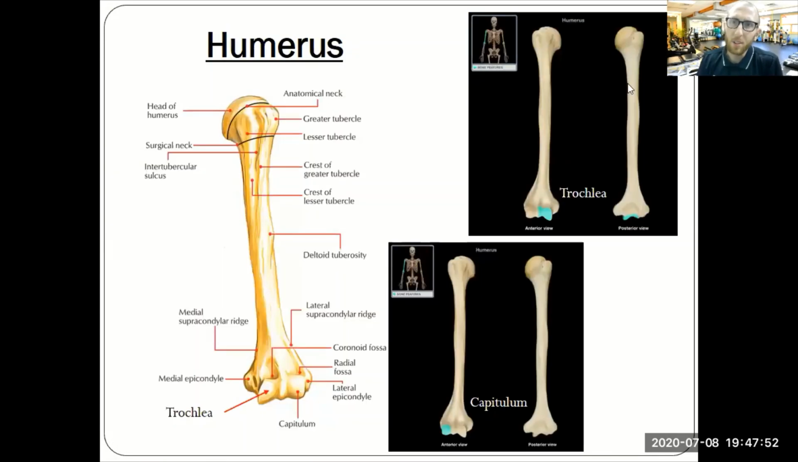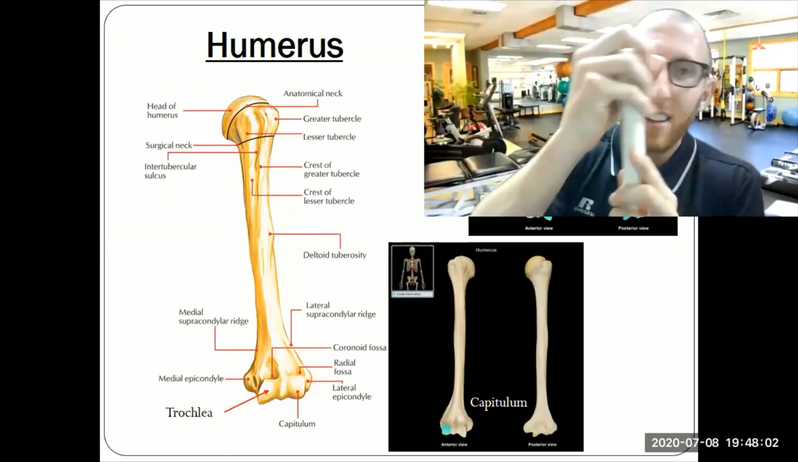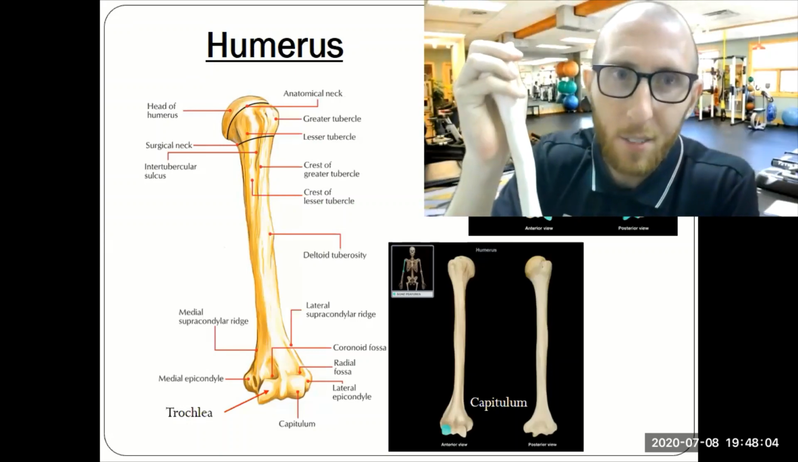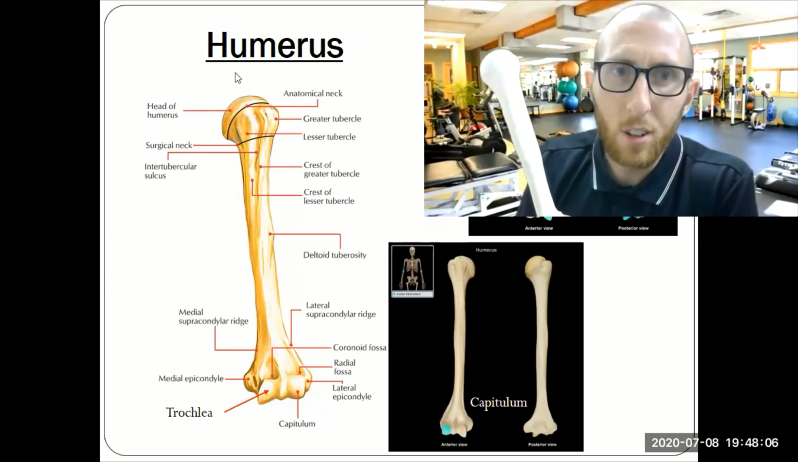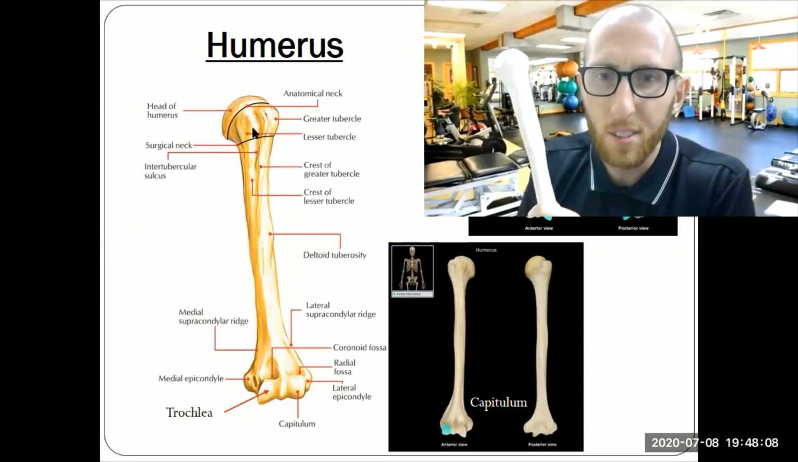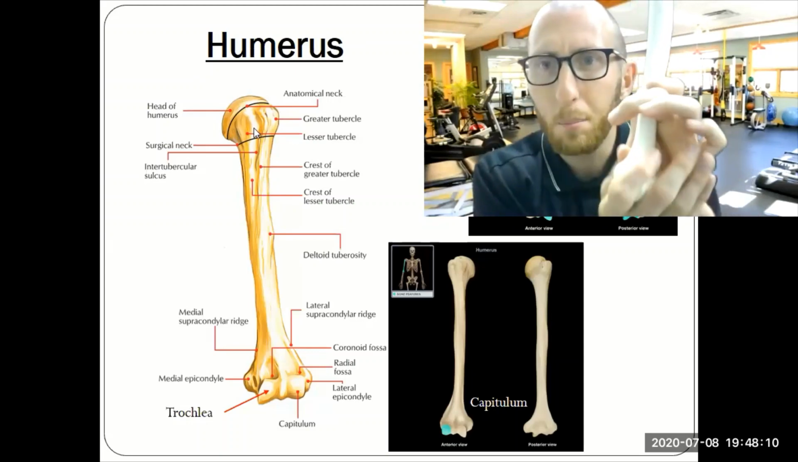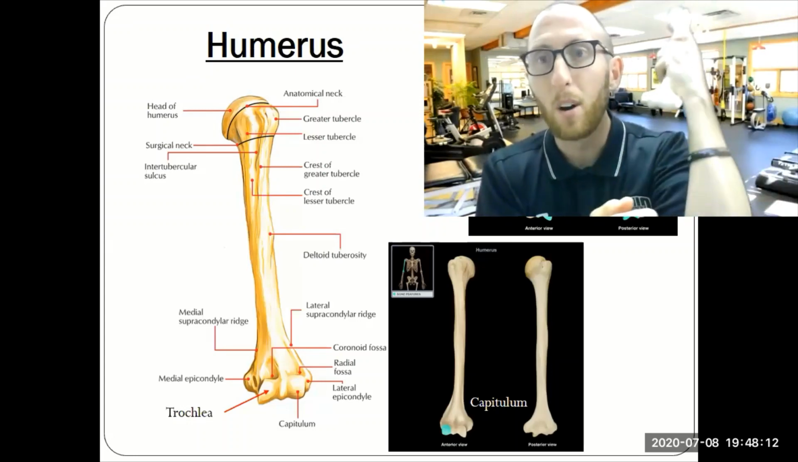So that was the clavicle. This is the humerus. The humerus is this bone right here. It's got the top part, which is the head of the humerus with different tubercles, and I'll allude to these pictures here, but it also has a bottom part that makes the elbow bone.